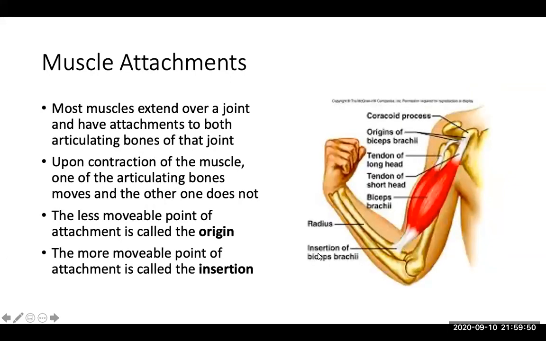Most muscles extend over a joint and have attachments to both articulating parts of the joint. The less movable point of attachment is called the origin, and that's usually more proximally located to the trunk. The more movable point of attachment is called the insertion, and the insertion will be attached to the part of the body that actually will move.